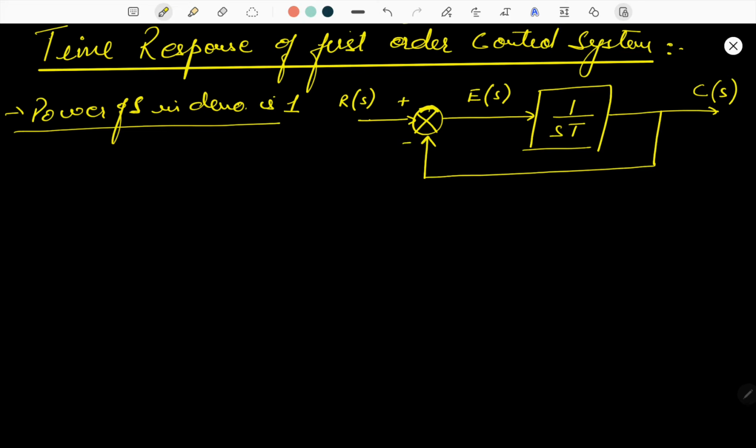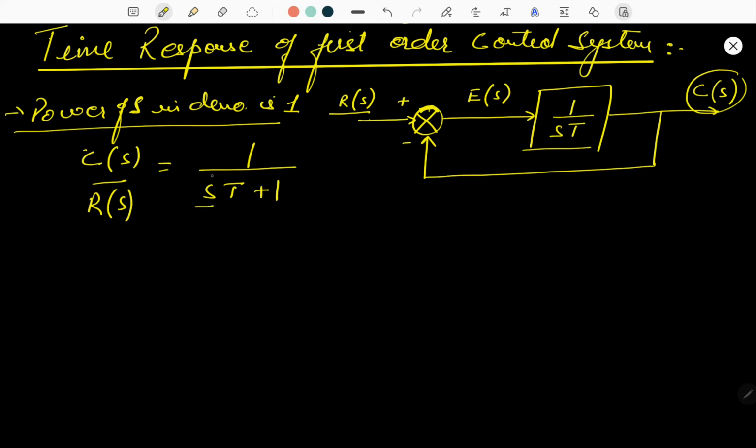This is a block diagram given over here, where R(S) is the input and C(S) is the output. From here we can see that C(S) upon R(S), the Laplace transform of the output and the input, is simply given by 1 upon ST plus 1. Here the power of S is 1, so this is the first order transfer function. Now we have to see the time response of the first order control system.